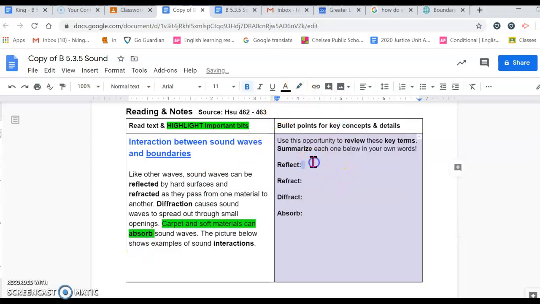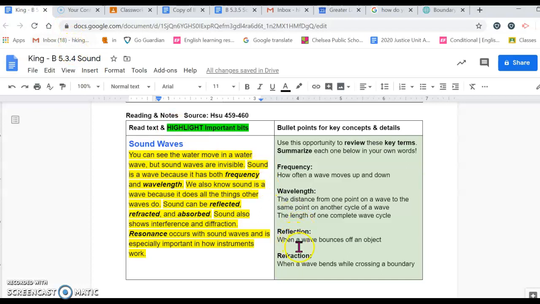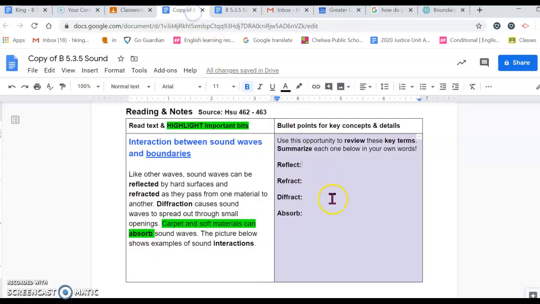Okay. And then, as I mentioned, these words, reflect, refract, diffract, and absorb, are all words from the 5.34 sound. So I'm actually going to take a look. If I don't remember reflection, let me just look at my definition I had for that. Okay, here we go. In my notes, I've got when a wave bounces off an object. So I'm going to actually use that in today's notes. So you guys can go ahead and check your notes for the other information.